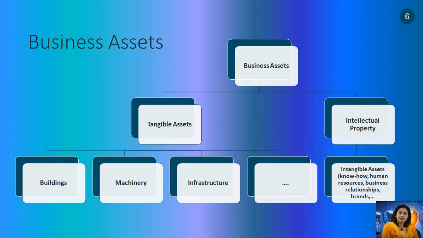Let us understand what business assets are all about. A business asset is an item of value owned by a company. Business assets span many categories. They can be either tangible assets or intellectual property. Under tangible assets, we can have buildings, we can have machinery, we can have real estate, we can have computers, office furniture and other fixtures, infrastructure. And under intellectual property, we can have intangible items which are known as know-how, human resources, business relationships, brands, etc.